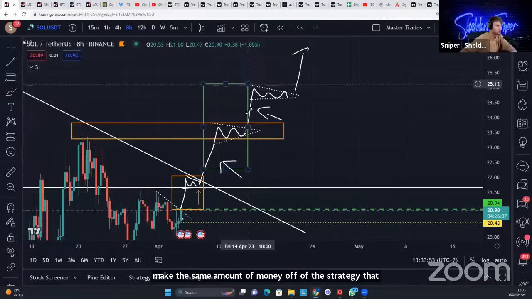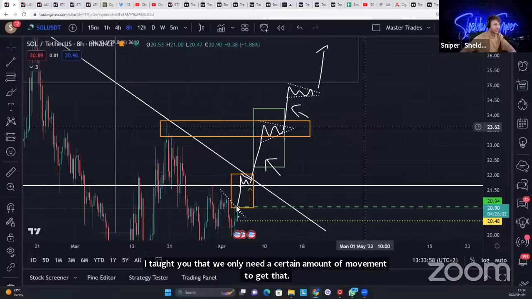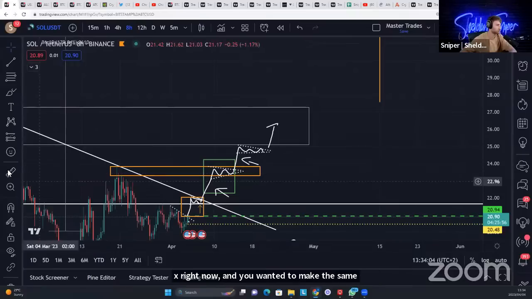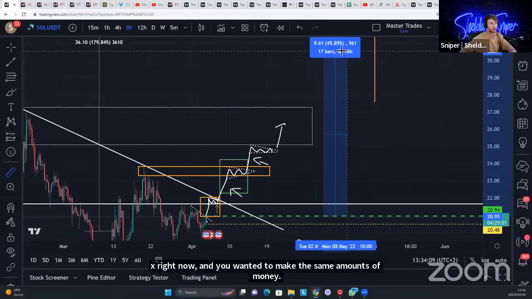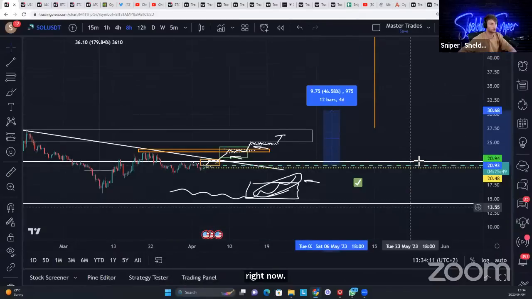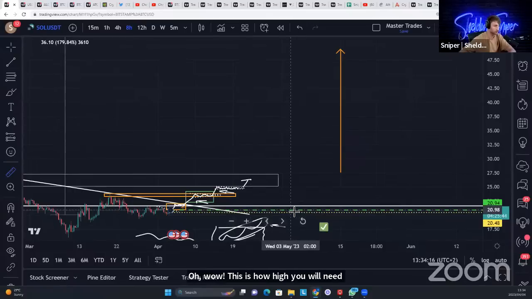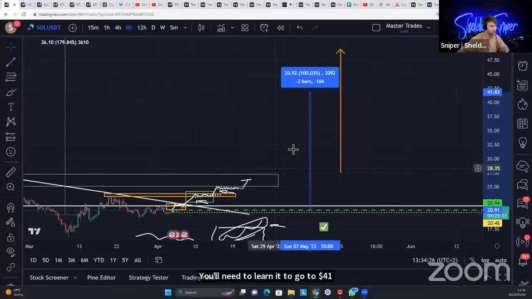Okay, I taught you that we only need a certain amount of movement to get that. If you wanted to make the same by taking $100 on a 10x right now, you'd basically need Solana to go, from where we are right now, oh wow. Okay. Well, this is how high you will need Solana to go to make the same amount of money as I just taught you in this little area over here. Same amount of money. There we go. You'll need Solana to go to $41 to make $1,000. I showed you that you only need this little piece over here to make the same amount of money.